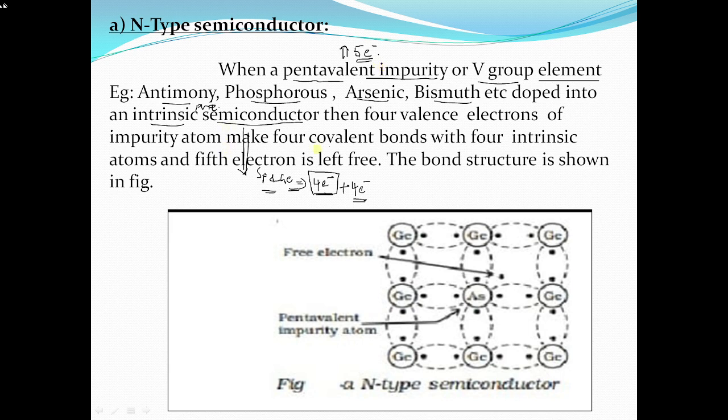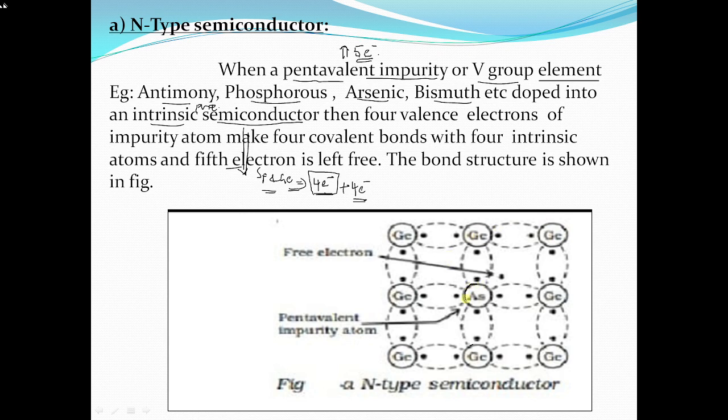So 4 valency electrons make covalent bonds and the fifth electron is left free. When a pentavalent impurity or fifth group element is doped into an intrinsic semiconductor, 4 valency electrons of the impurity atom make 4 covalent bonds with 4 intrinsic atoms and the fifth electron is left free. You can see this in the bond structure. This is the intrinsic semiconductor, and these are the germanium atoms, which are tetravalent, having 4 valency electrons.